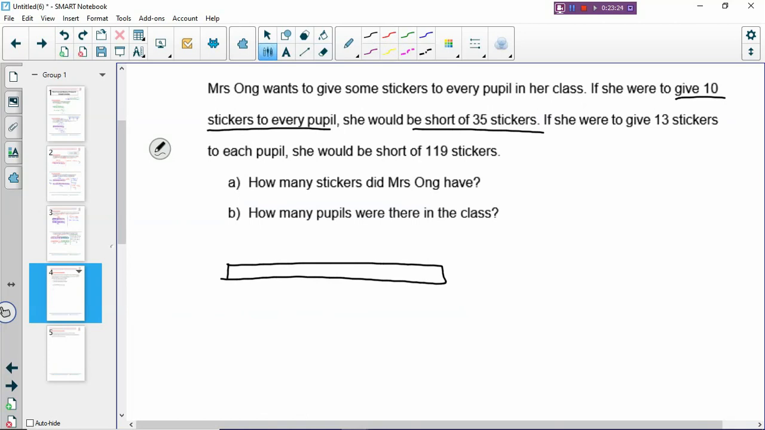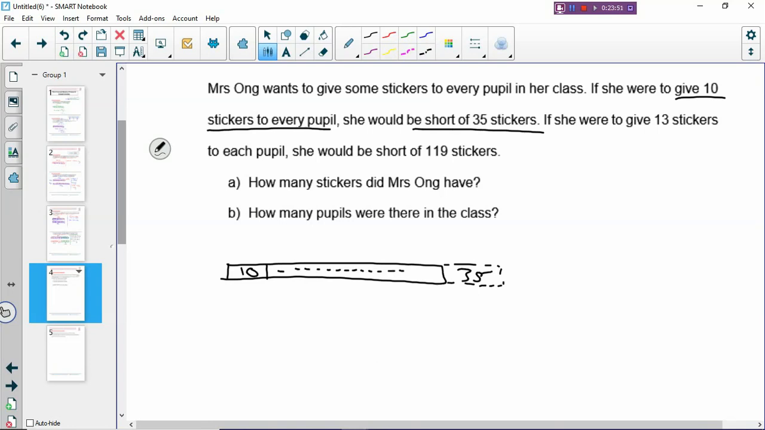Now, in one of my lessons with my students, they were taught how to draw shortages. So shortages means you don't have. So you have an invisible box, and she's short of 35 stickers if she wants to give everybody 10 stickers. So how do we cut the box? Now, you cut the first box, and that is the first person, right? The first person gets 10 stickers. But do we know how many pupils there are? We don't know how many pupils.